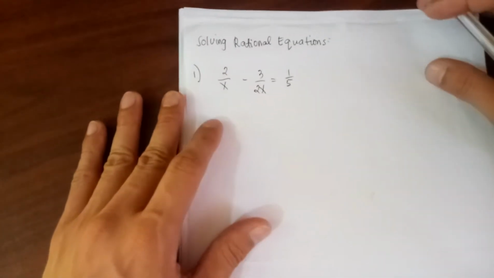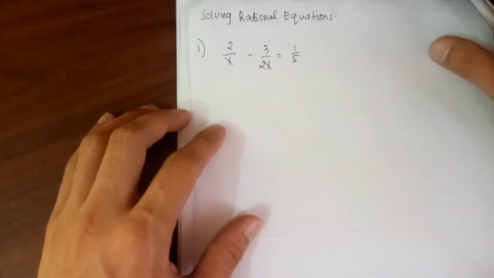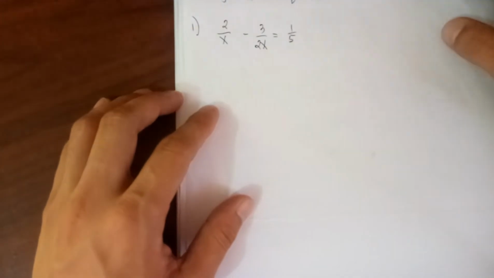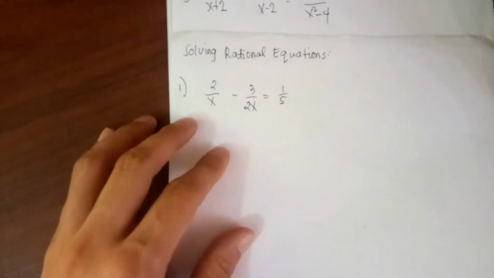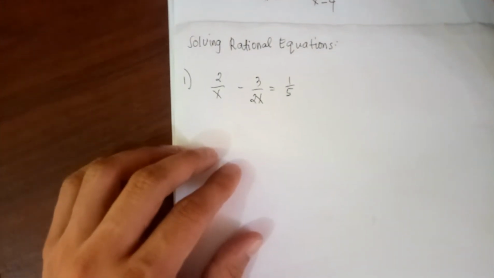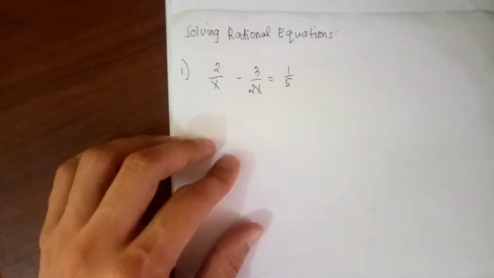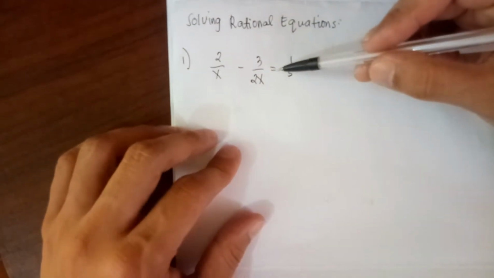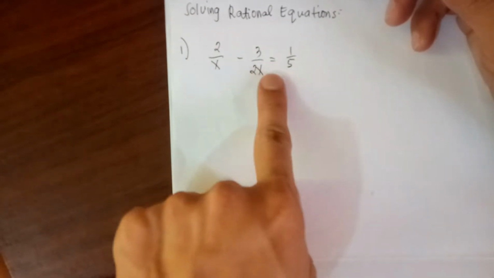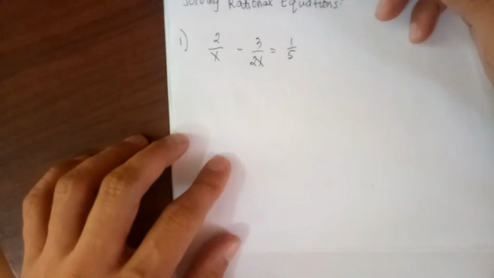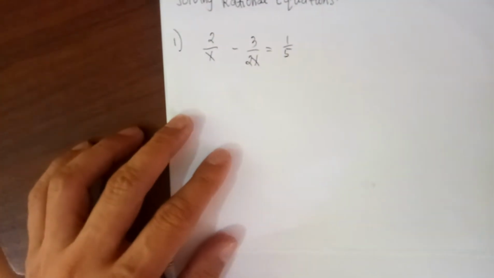Hello, we are now in solving rational equations. Okay, so next time, solving rational inequalities. In our previous lesson, this is an example of rational equations because of the equal sign, and both left and right sides are all rational expressions.